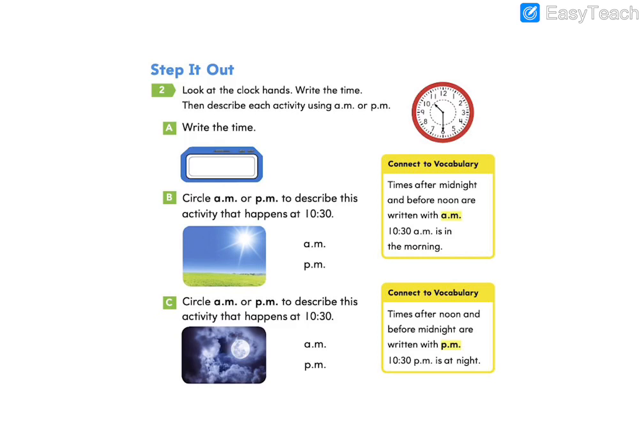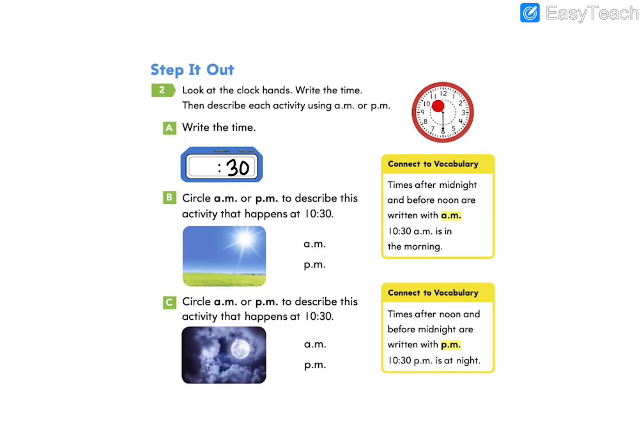Right, let's look at the next problem. Look at the clock hands. Write the time. Then describe each activity using AM or PM. Let's write the time before we figure out what AM and PM are. I can see the minute hand pointing to 6. I know when the minute hand points to 6, that means it's 30 minutes past the hour.